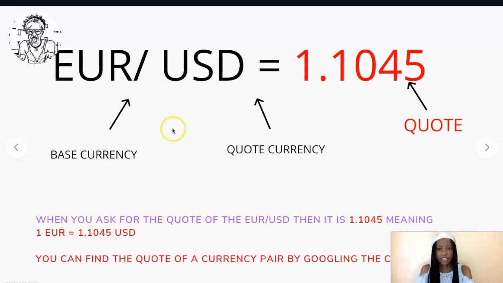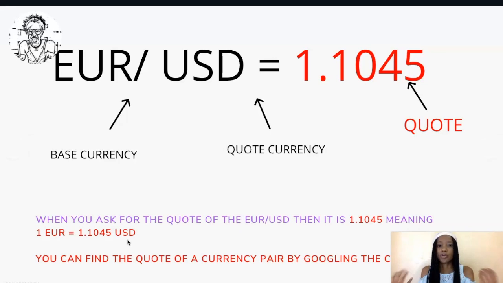Another example is the Euro USD quote. So here we have the Euro as the base currency because it's stated as the first currency, and we have the USD as the second currency, which is the quote currency. And when you ask for the quote of the Euro USD currently, it is at 1.1045, meaning 1 euro equals $1.1045. So you can find the quote of a currency pair by Googling the currency pair.